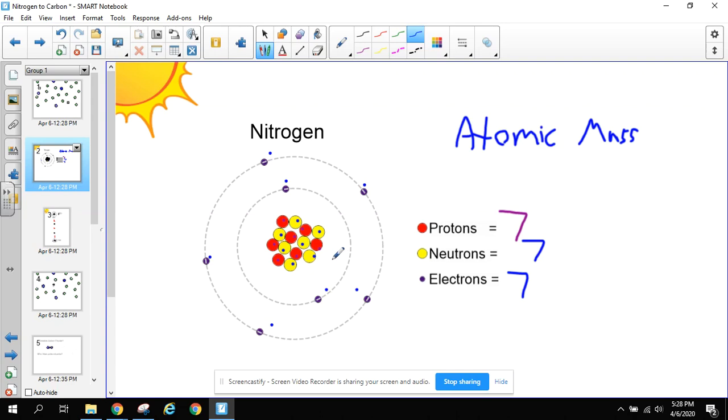How chemists calculate atomic mass is they just add up the number of protons and neutrons. Well, we already did that for you. Seven protons, seven neutrons. The atomic mass of nitrogen is 14.